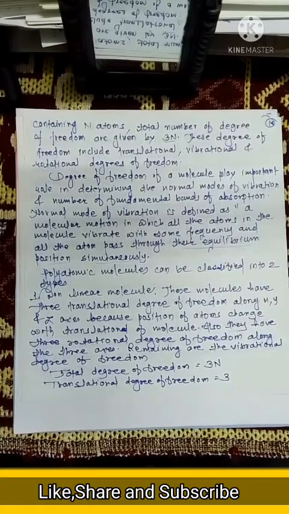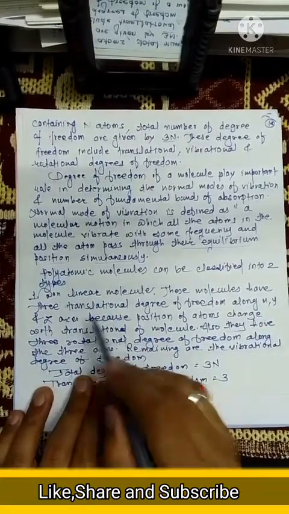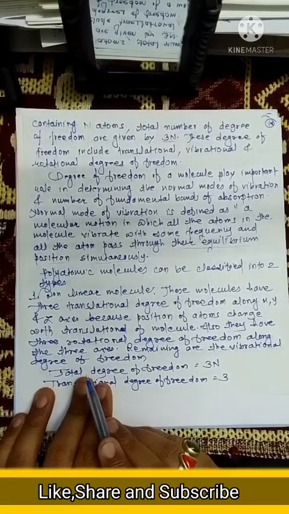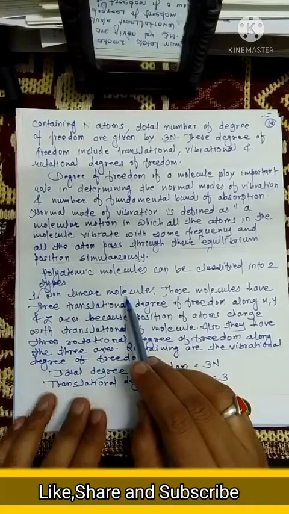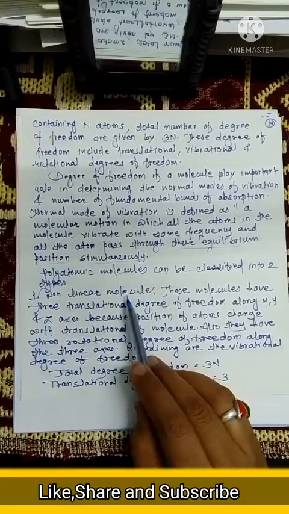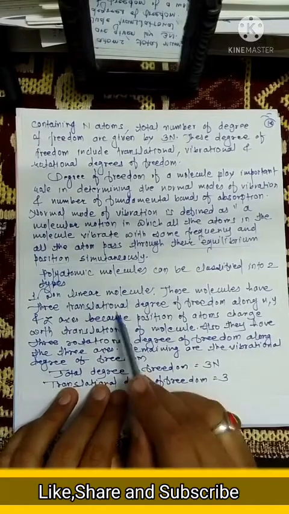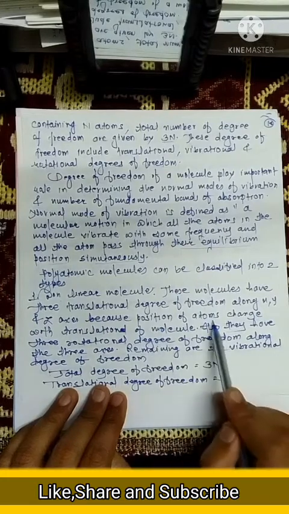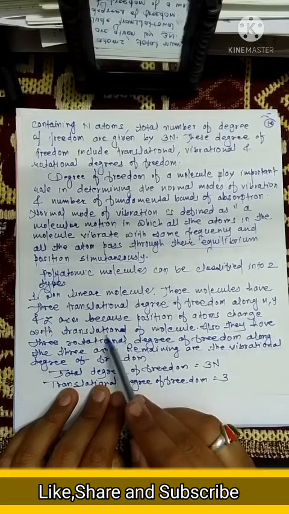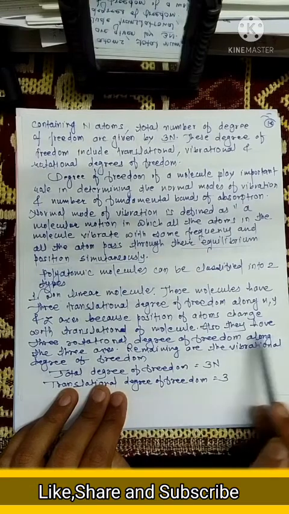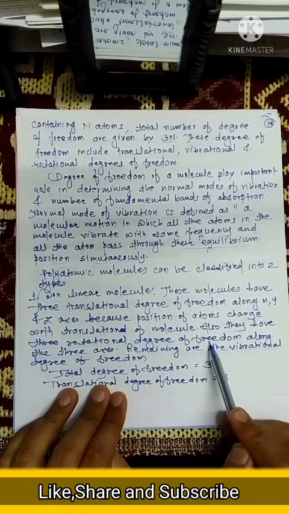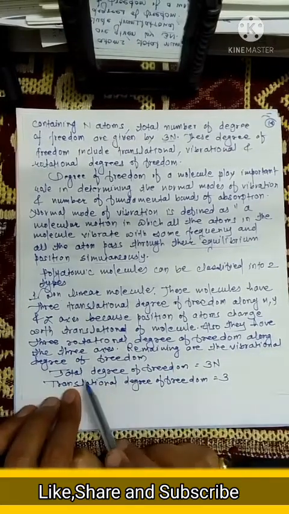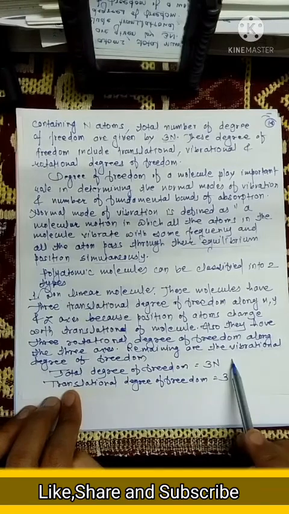Polyatomic molecules are classified into 2 categories. First is non-linear molecule and second one is linear molecule. So we are going to see the topic of non-linear molecule. These molecules have 3 translational degrees of freedom along x, y and z axis because position of atoms changes with translation of molecule. Also they have 3 rotational degrees of freedom along the three axes. Remaining are the vibrational degrees of freedom. So total degree of freedom is equal to thrice n.